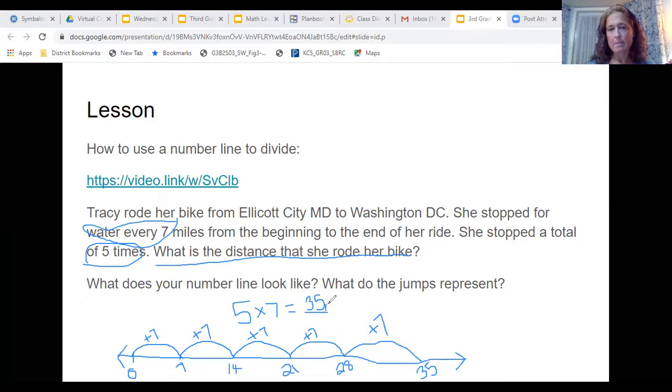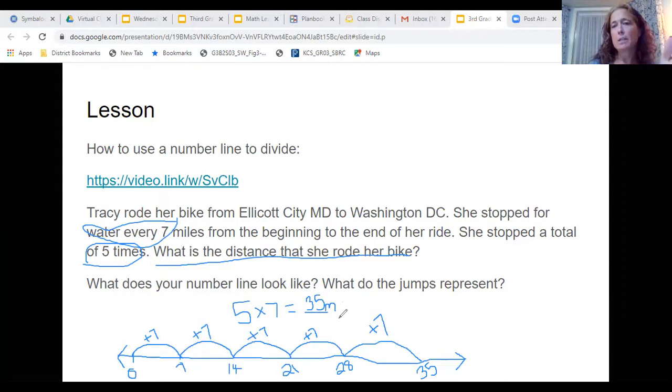Okay, so we're going to put an M beside here because it's 35 miles. Okay, so let me review again. She stopped for water every 7 miles. So here's a stop for water, here's a stop for water, and so on. She did that 5 times. That's how we knew to jump 7 miles 5 times. So 5 times 7 is 35 miles.